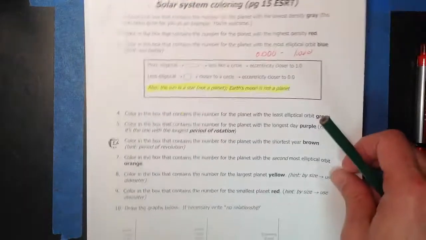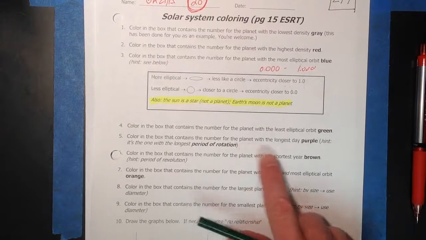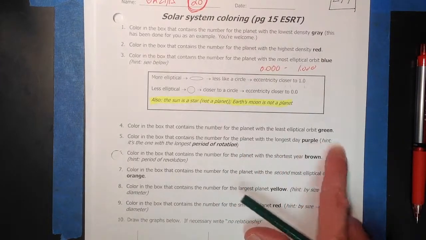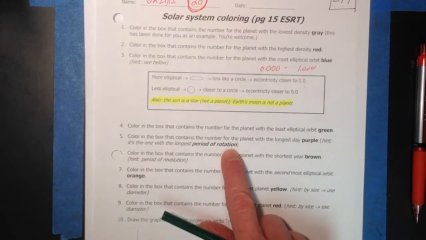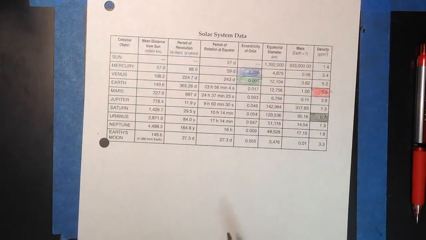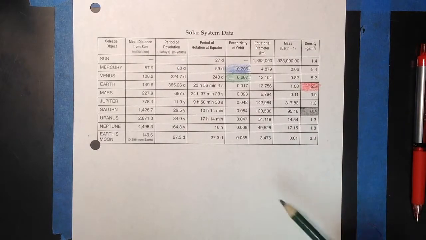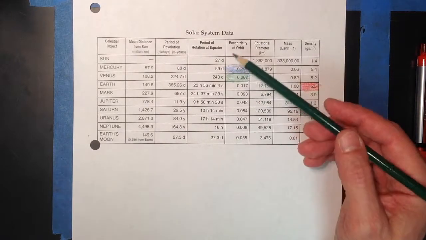Next up is 5. Color in the box that contains the number for the planet with the longest day, purple. Hint, it's the one with the longest period of rotation. Period of rotation means how long it takes to rotate once. Okay, so the longest time, what takes the longest time to go around?